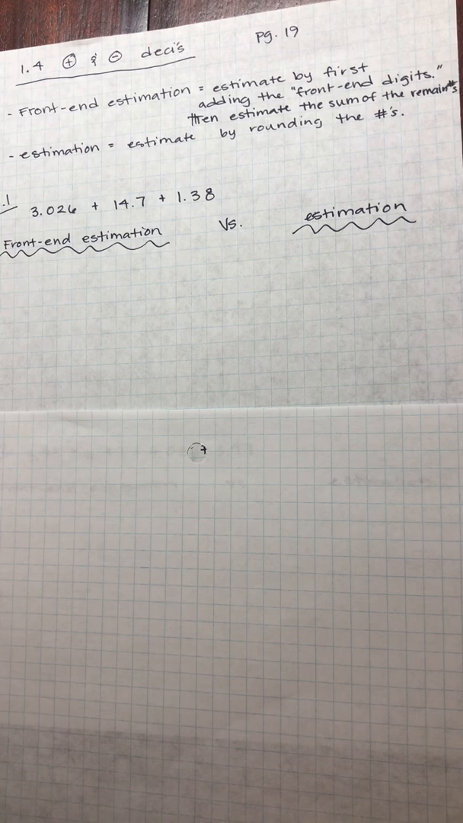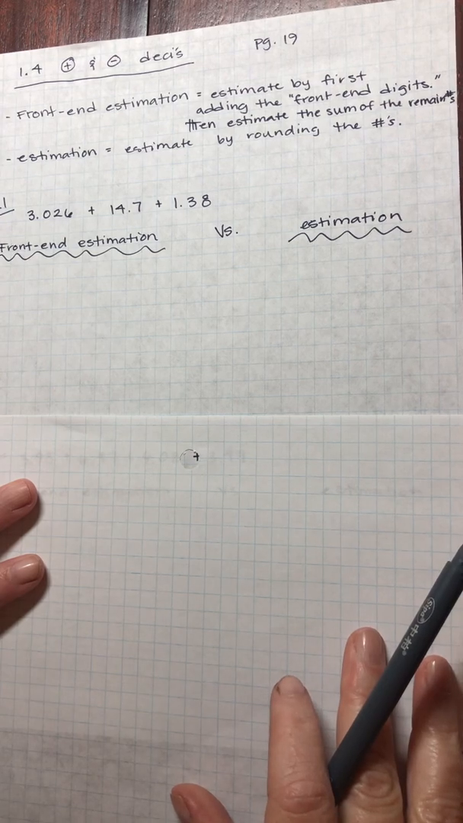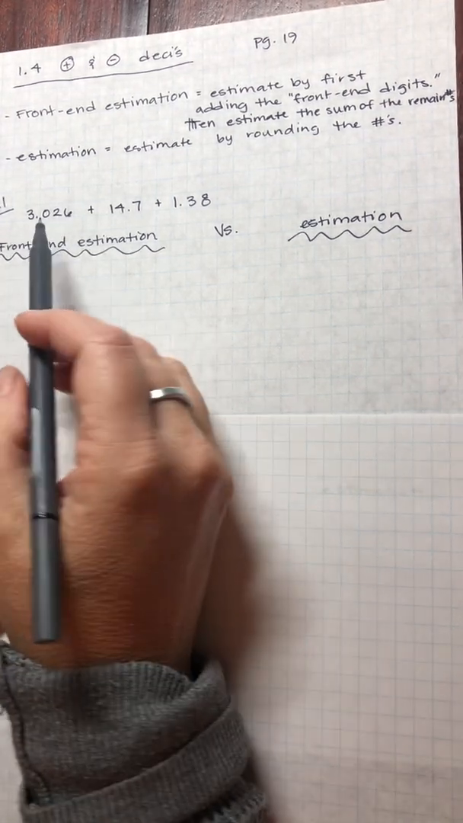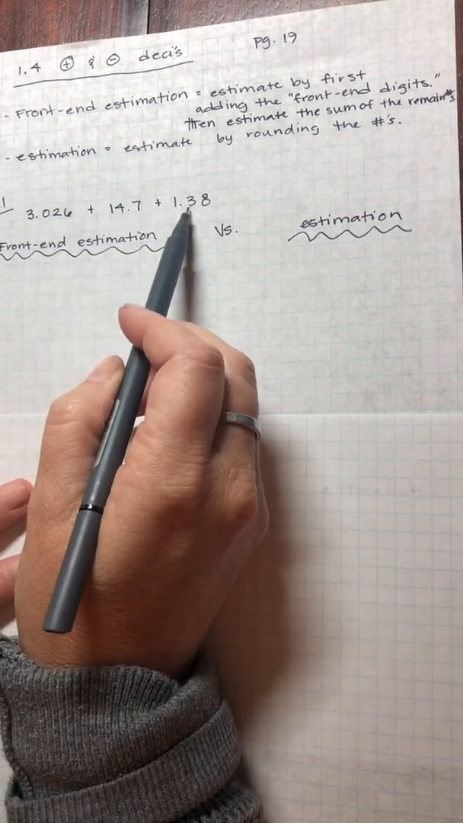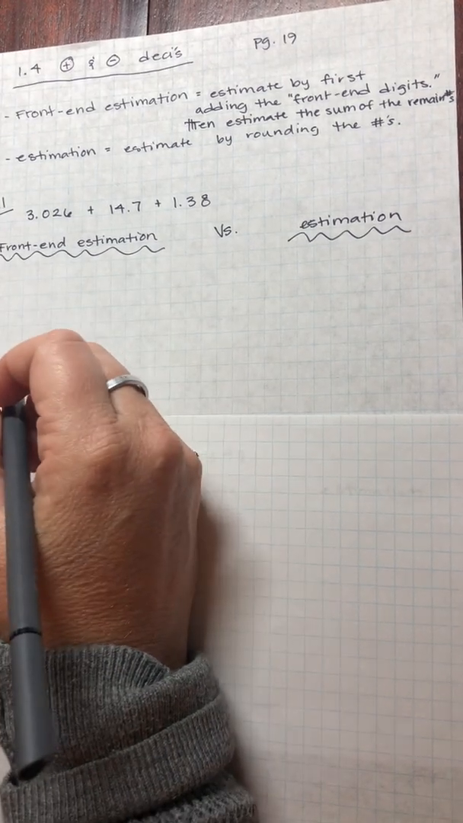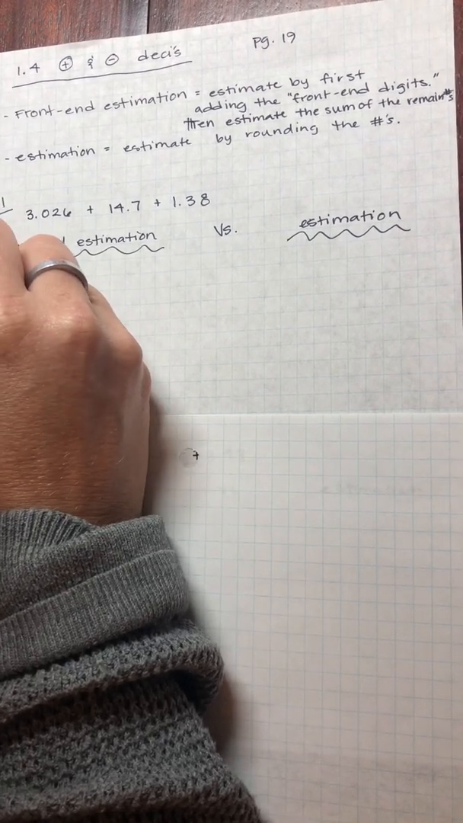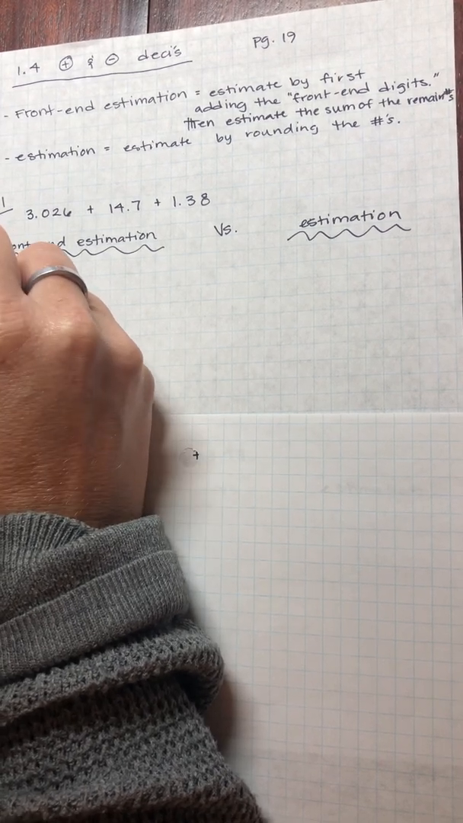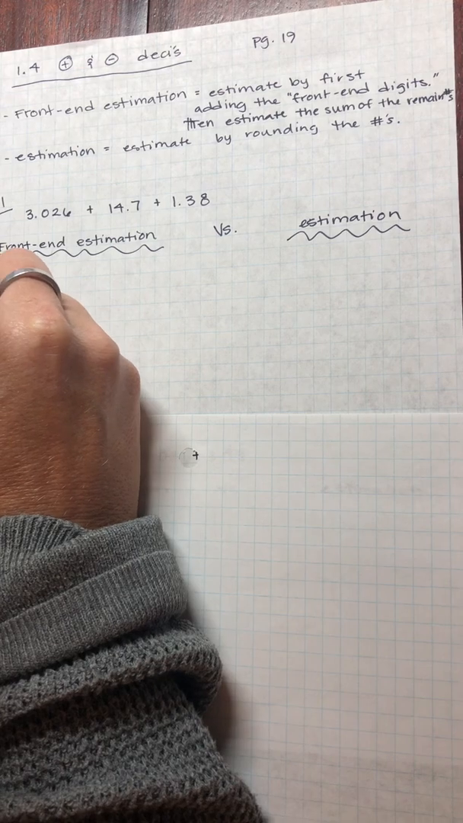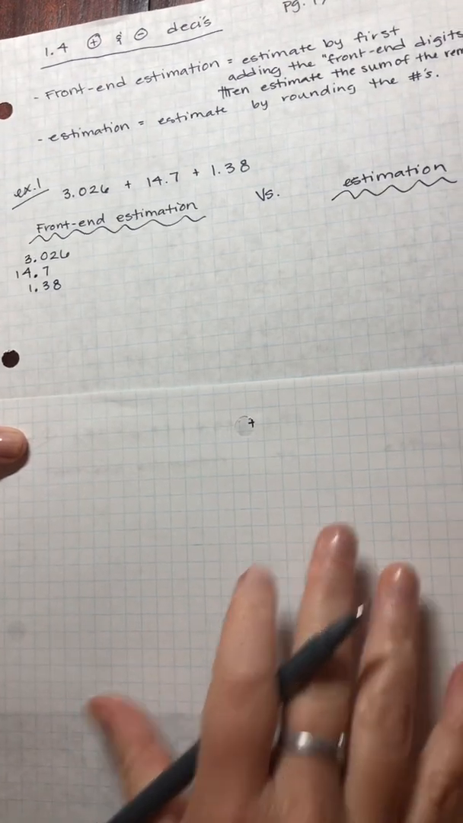Okay, so for this first example, example 1, we're going to look at 3.026 plus 14.7 plus 1.38. Now, when we're adding, no matter which way, you want to be sure to line up the decimals, okay? So 3.026, 14.7, and 1.38. Okay, so those are our three numbers.